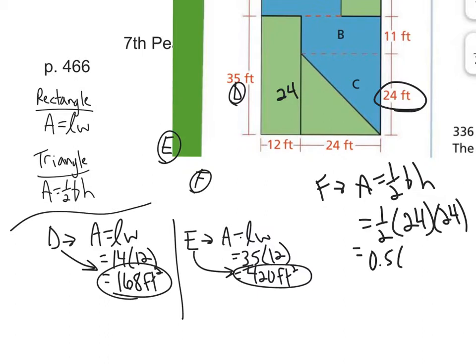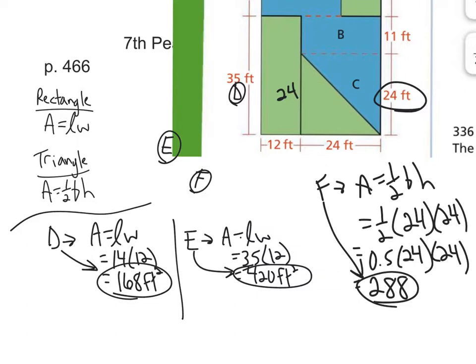If you're using a calculator, remember 1/2 is the same as 5/10, so you could type it in that way if you're doing it that way. Otherwise, you could just take 24 times 24 and then divide by 2, which would be the same as taking 1/2. So that should be 288.